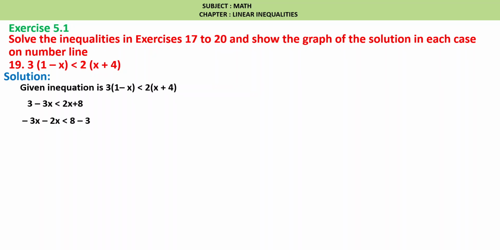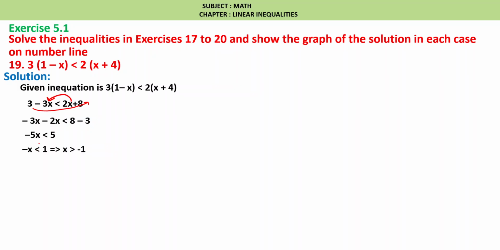Now let us transpose variables to one side. Here 2x is a variable, so let us transpose it to the left hand side, and 3 is a constant, let us transpose it to the right hand side. Therefore, minus 3x minus 2x less than 8 minus 3. Now what is minus 3x and minus 2x? Minus 5x. What is 8 minus 3? 5. Therefore, minus 5x is less than 5.